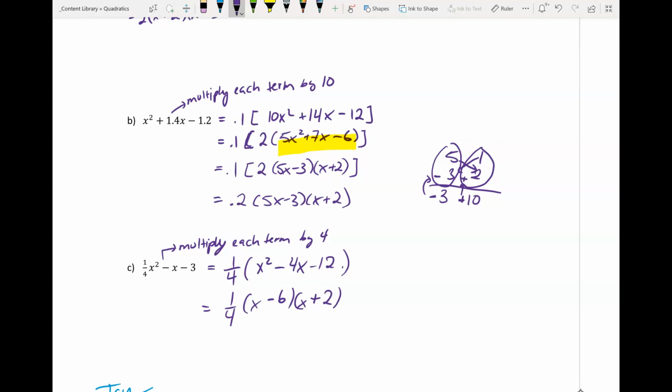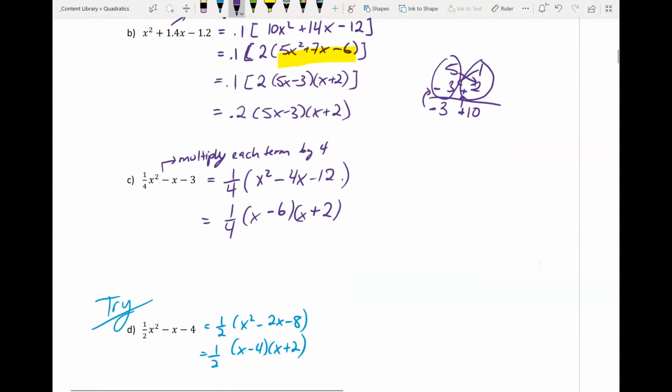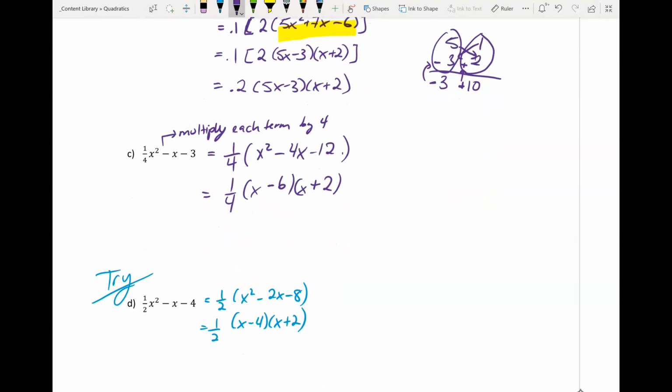Why don't you try the next one, because it's very similar to C, and then when you're ready, press play. All right, so here's the next one for the try it yourself. You want to factor out the half, just like how you did in example C, and you're going to multiply each term by 2. Once you've done that, you can factor x squared minus 2x minus 8, and factors of 8 are 4 and 2, which can create that middle term negative 2 if you have a negative 4 and a positive 2.